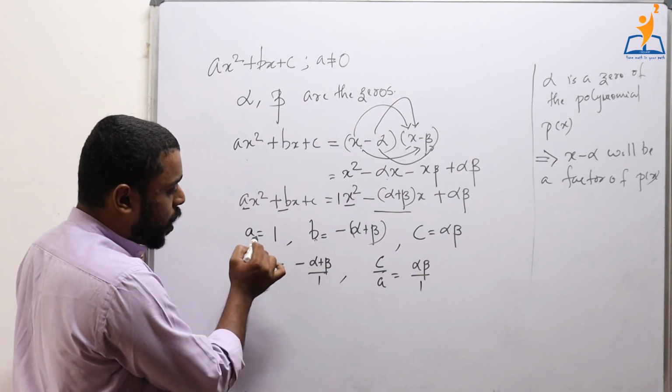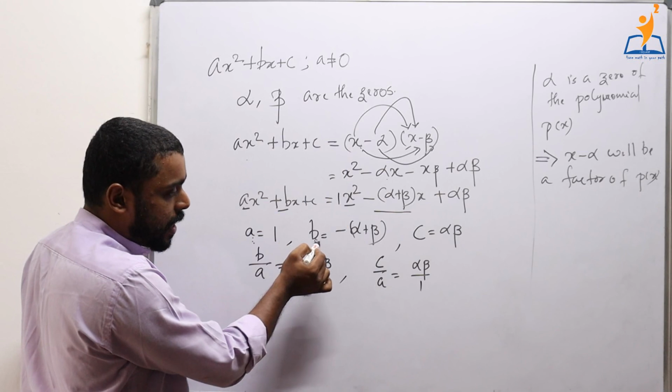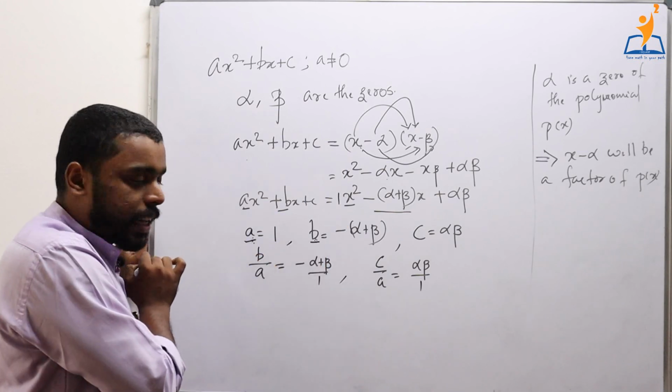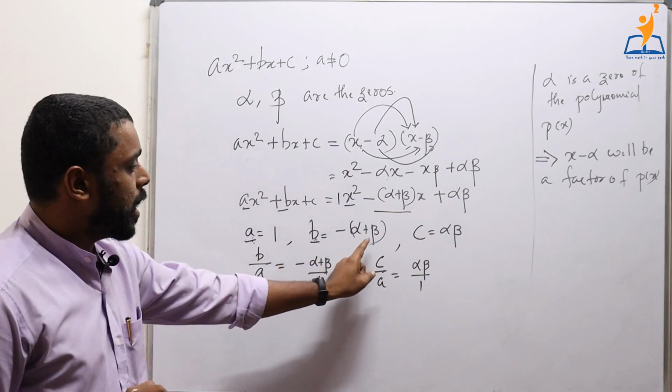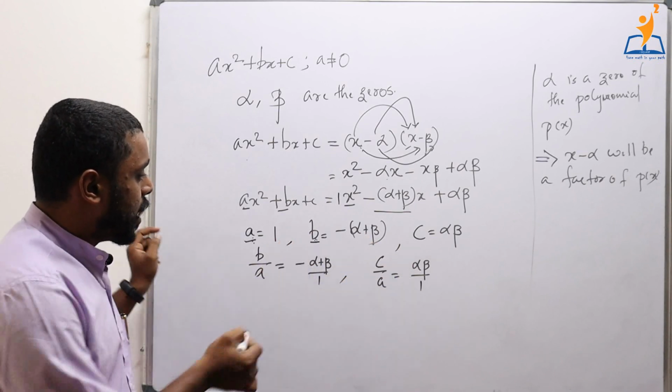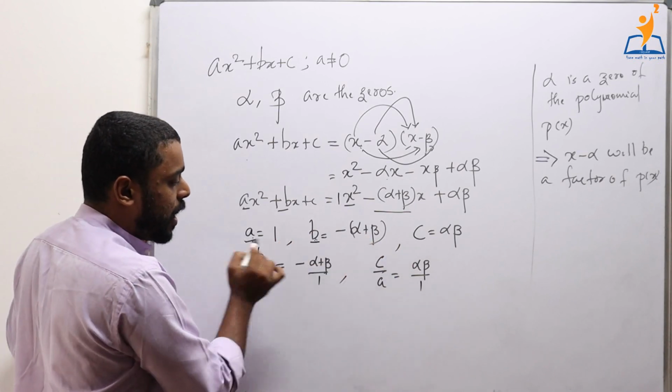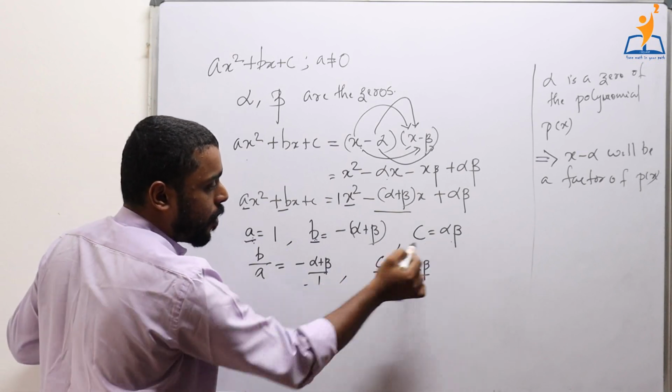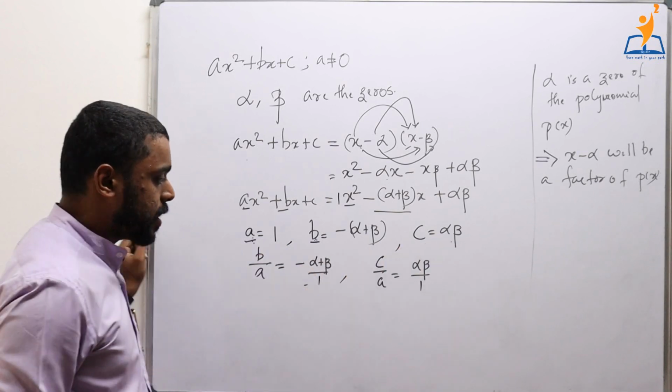When we divide this equation by this equation, the left hand side here is b and the left hand side here is a. So we get b by a. Similarly, we get c by a. And the right hand side, minus alpha plus beta divided by 1 here, and here alpha beta by 1. So we get like this.